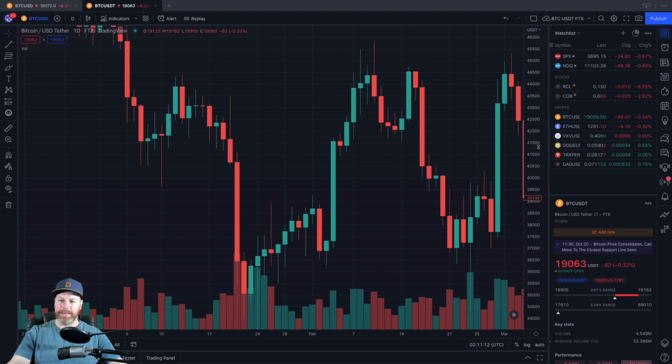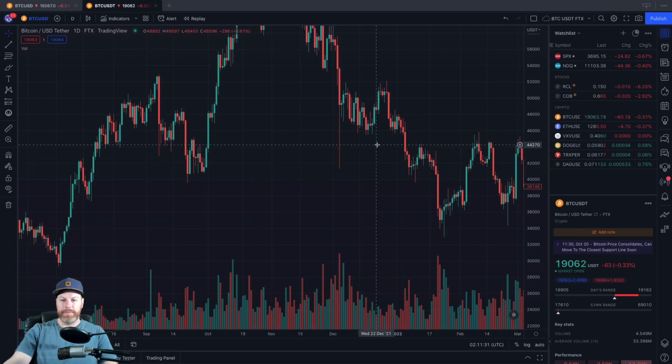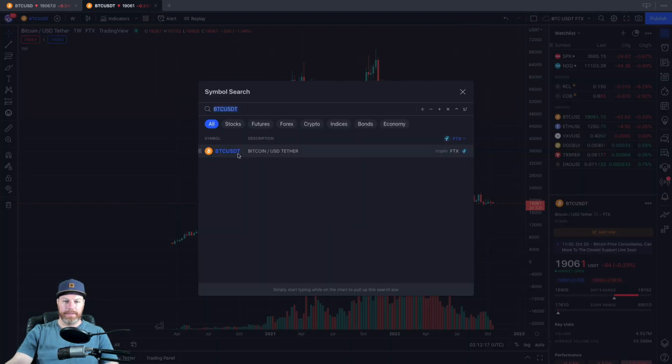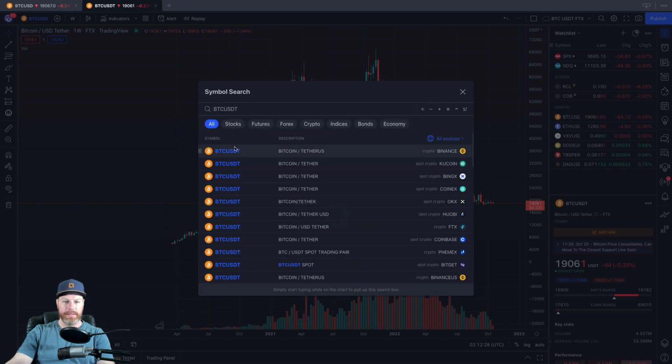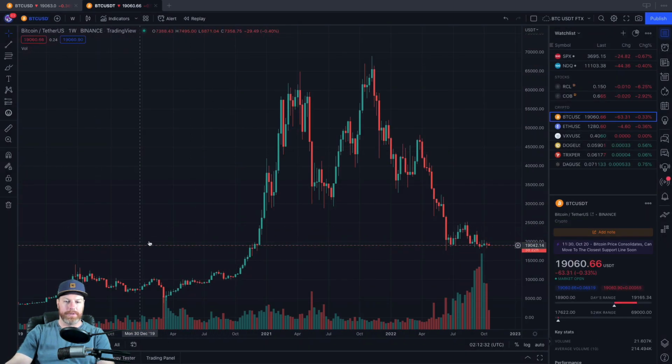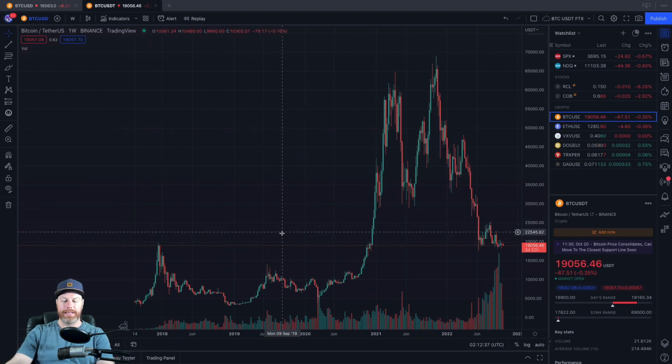So those are some quick basics on how to read candlesticks, and we covered the hammer patterns and the bullish and bearish engulfing. The next thing every beginner at technical analysis should know is how to draw in support and resistance lines. To draw in some support and resistance lines, I'm going to find a chart that has a bit more history than FTX. I'm going to find an older exchange. Let's go all sources, and let's use the USDT on Binance. Then we've got a lot more history to chart here, all the way back to 2018.